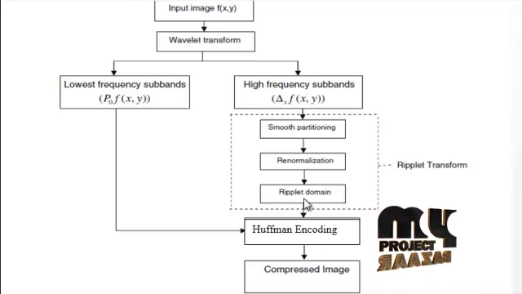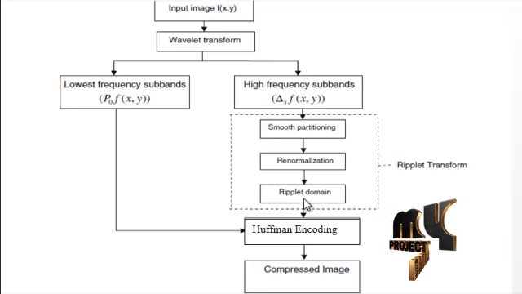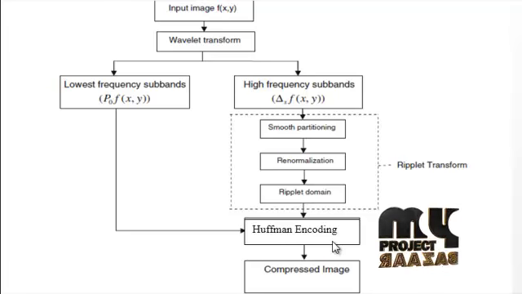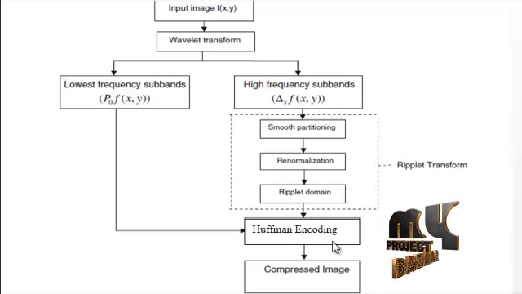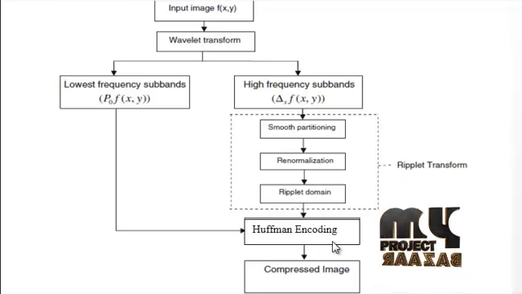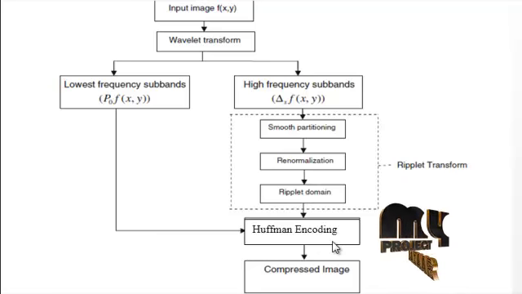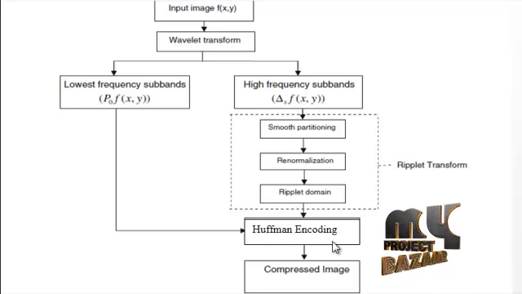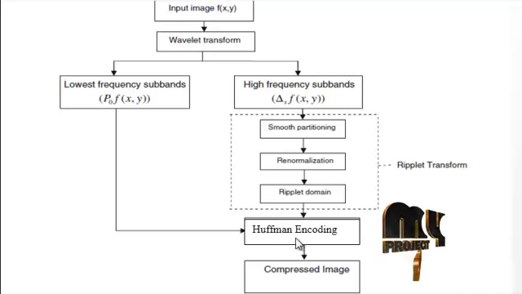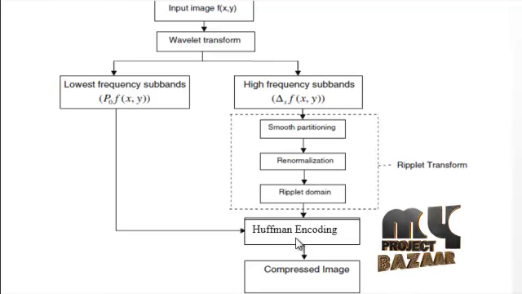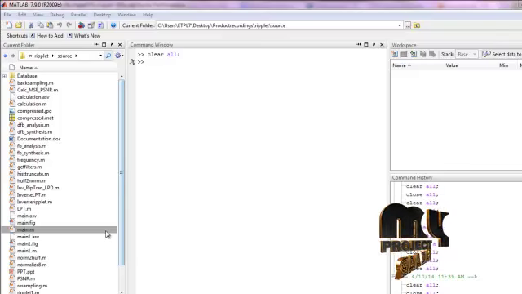then we will go for Ripplet domain, analyze each square in the Ripplet domain, and then we will apply Huffman encoding. In the base paper they are using SPIHT encoding. Here we are using Huffman encoding. Huffman encoding is to find a way to compress the storage of data using variable length codes. Then we will get the compressed image. Now let us see the execution of the process.